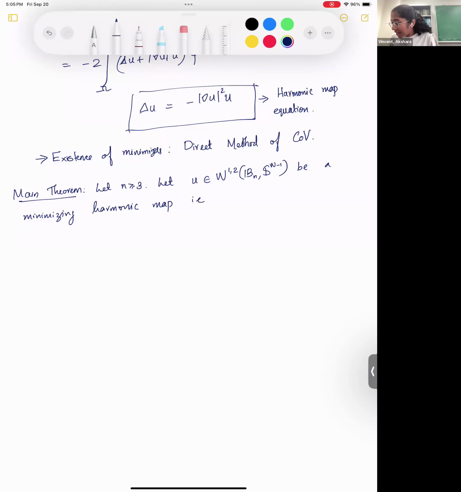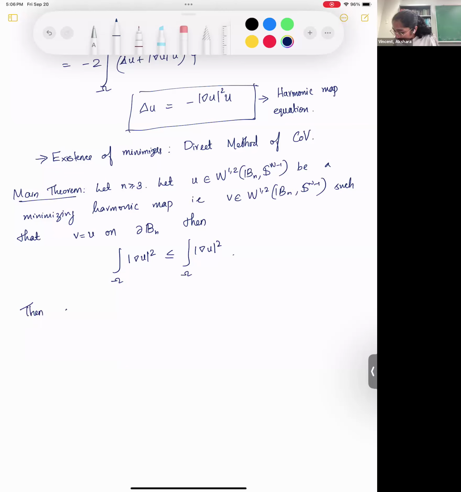That is, take any v belonging to W^{1,2} going from B^n to S^{n-1} such that v equals u on the boundary of the unit ball. Then the integral over omega of mod gradient of u squared will be less than or equal to the integral over omega of mod gradient of v squared. That's the definition of being a minimizer. Then u is locally Hölder continuous.